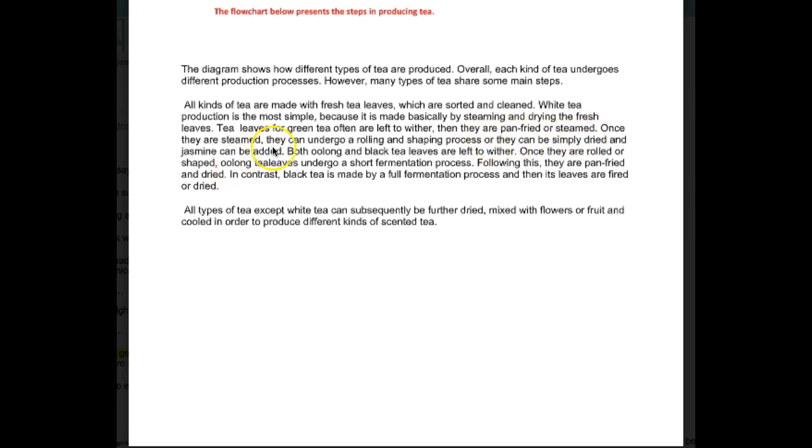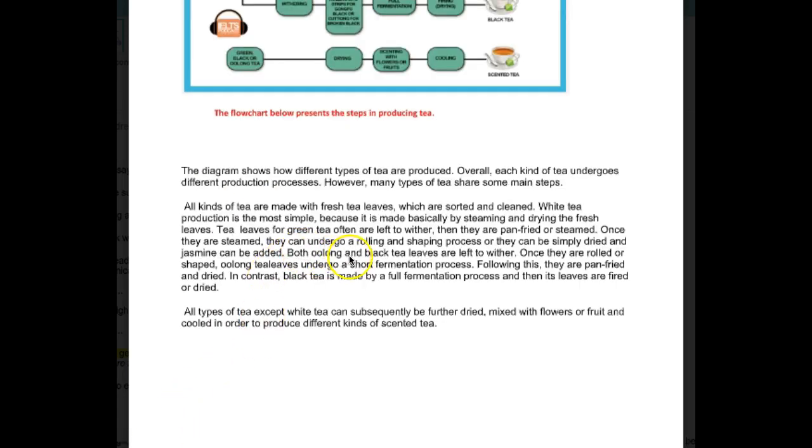Once they are steamed, they can undergo a rolling and shaping process, or they can simply be dried and jasmine can be added. Both oolong and black tea leaves are left to wither. Once they are rolled or shaped, oolong tea leaves undergo a short fermentation process. Following this, they are pan-fried and dried. In contrast, black tea is made by a full fermentation process, and then its leaves are fired or dried.